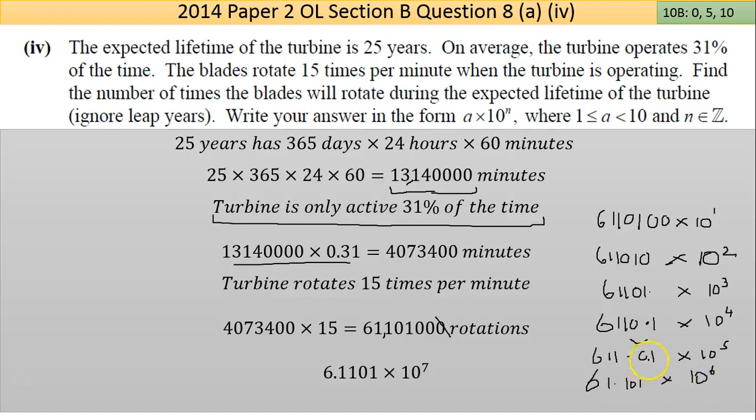Now, a question you may ask: when do I stop? You stop when this first number, your number, is between 1 and 10. At the moment it's not, it's 61. Okay. If I go once more, my answer, 6.1101, that number there is between 1 and 10. And then whatever this will be, okay, it's by 10 to the 7.